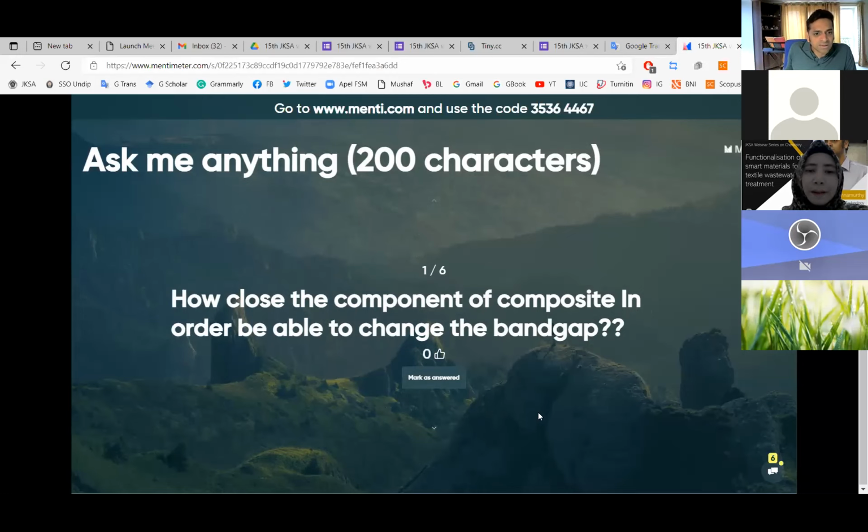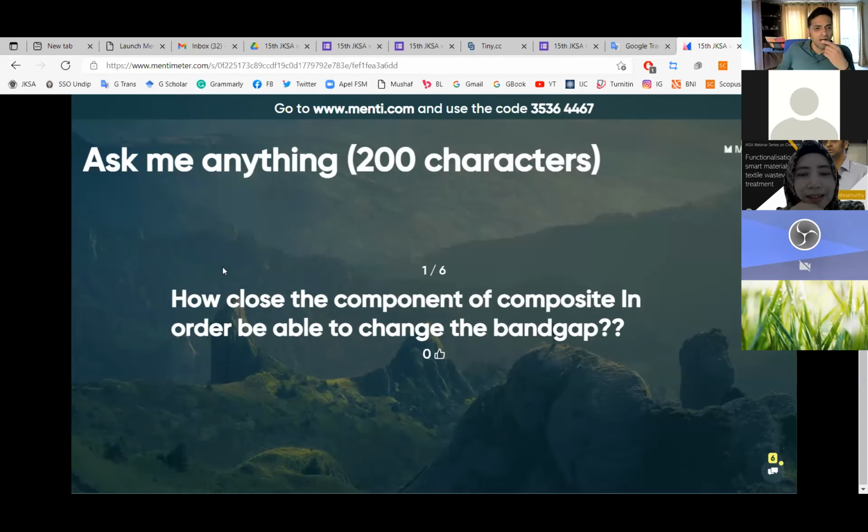How close the components of the composites need to be in order to change the band gap? How close the components? Maybe it's related to binding, probably bonding or binding. I don't understand how close. Or maybe related to the periodic table, probably.